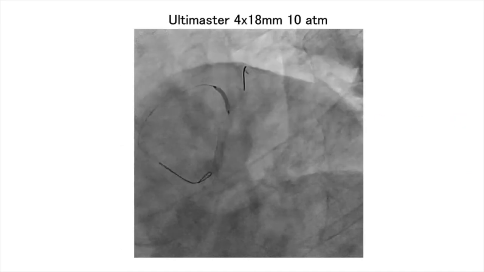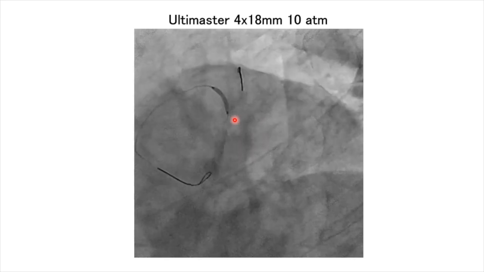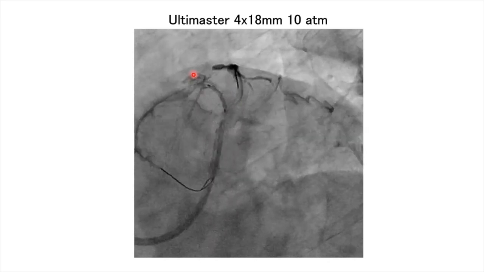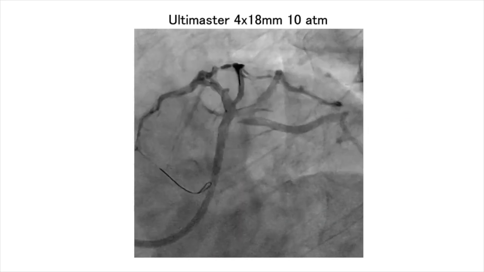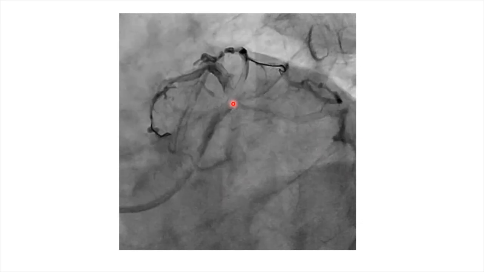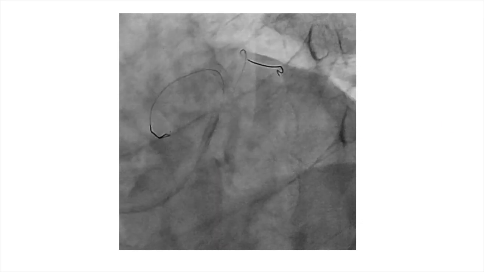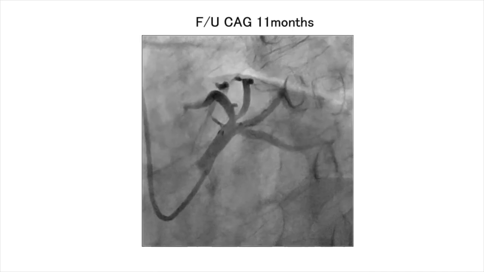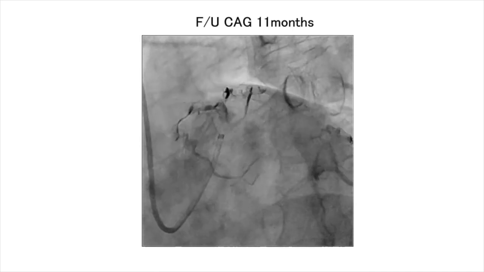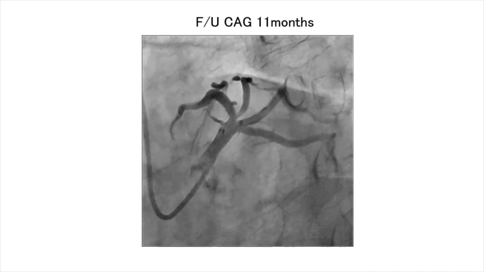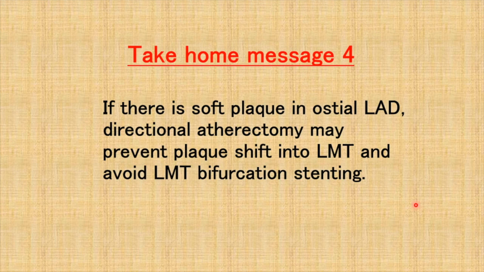Then we implanted an Ultimaster 4.0 by 18 from the orifice of the LAD to the distal LAD. The final angiogram shows a beautiful result, and the follow-up angiogram shows no stenosis. If there is soft plaque in the ostial LAD, directional atherectomy may prevent plaque shift into the LMT and avoid LMT bifurcation stenting.